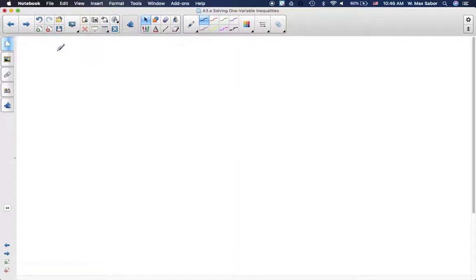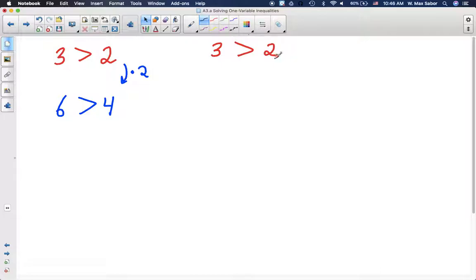Well, if you take 3, that's going to be greater than 2. If we multiply this inequality by, let's say, 2, what happens is 6 is being compared to 4. Which number is bigger? 6 is bigger than 4. When we have 3 being compared to 2, 3 is greater than 2 again. If we add 1 to both sides, we'll get 3 plus 1 is 4, 2 plus 1 is 3, 4 is greater than 3.